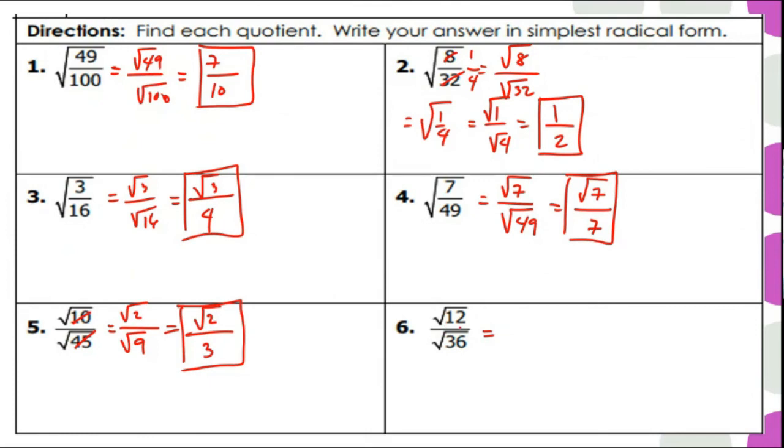Now let's have the numerator. Let us have number 6, square root of 12 over the square root of 36. So the square root of 12 is the same as the square root of 4 times 3, all over the square root of 36, which is 6. So square root of 4 is 2. Square root of 3 all over 6. So the answer is 2 square root of 3 over 6.